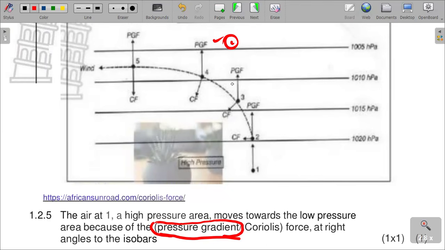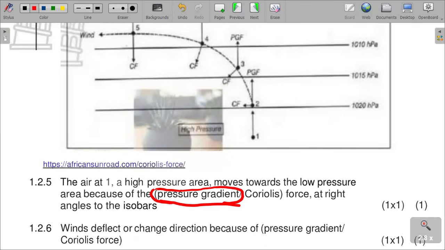I have already defined and shown this, where we were defining and illustrating the concept of the movement of air mass. As you can see, from high pressure to low pressure, this is 20 hectopascals, and the air is moving from 20 to 15 to 10. This is the movement we are talking about. It is from high to low.